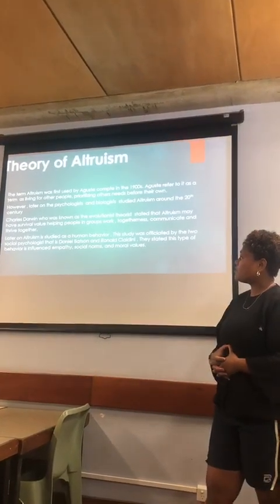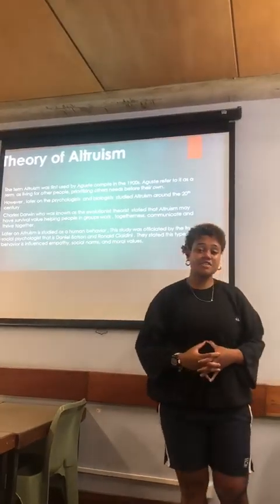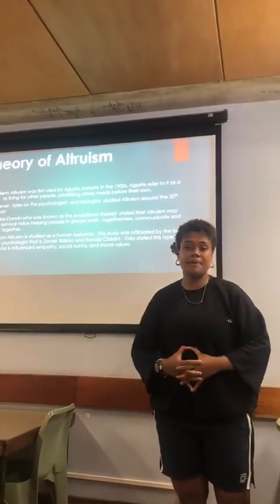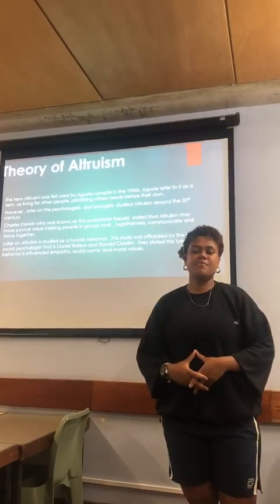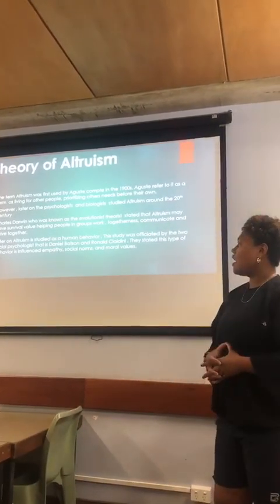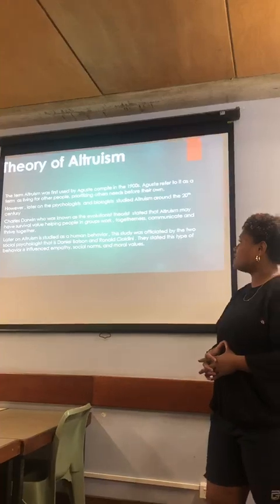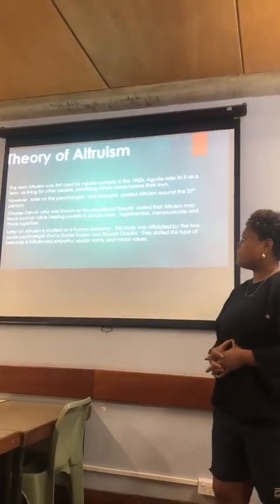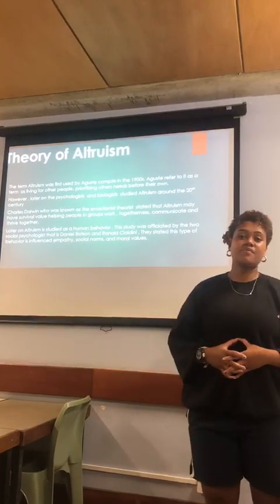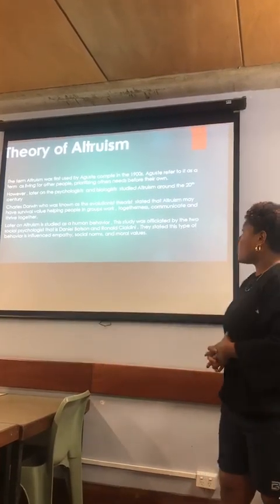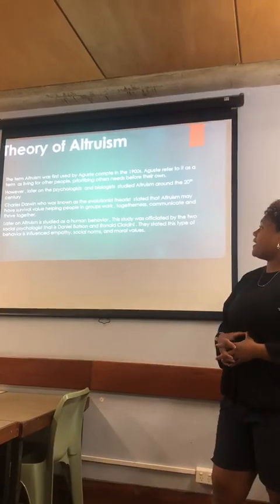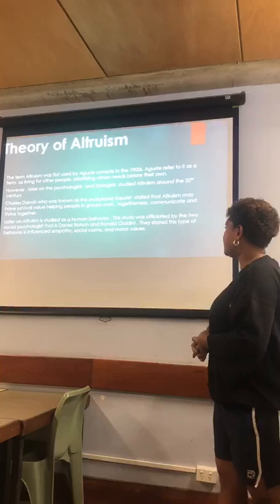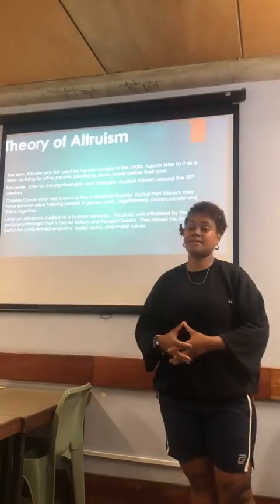To start off, the term altruism was first used by Auguste Comte in the 1900s. Auguste referred to it as a term whereby people put others' needs before their own. Later on, psychologists and biologists studied altruism around the 20th century, and it was officiated by Charles Darwin, known as the revolutionist theorist, who stated that altruism may be a survival value that helps people in group work, harmony, and togetherness that help them thrive in community.